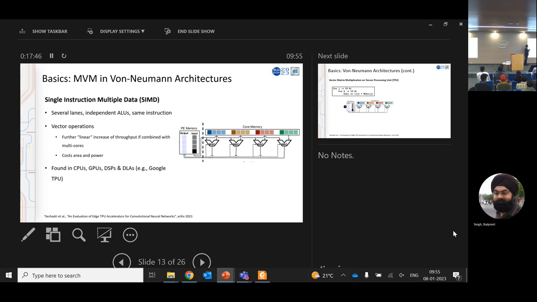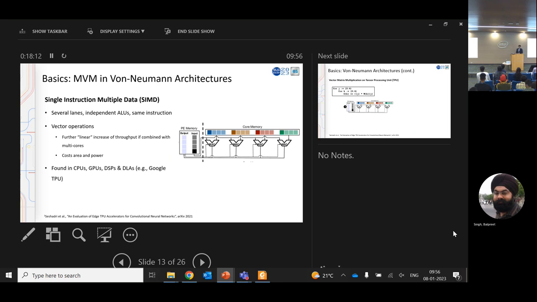And then if you want to further increase the throughput, you can just do a multi-core setup of this, at the cost of area and power, obviously, if you just replicate the number of units that you have available. And this is the essential way we do this today in CPUs, in GPUs, in digital signal processors, but also in deep learning accelerators like the Google TPU or any other product you'll find on the market.